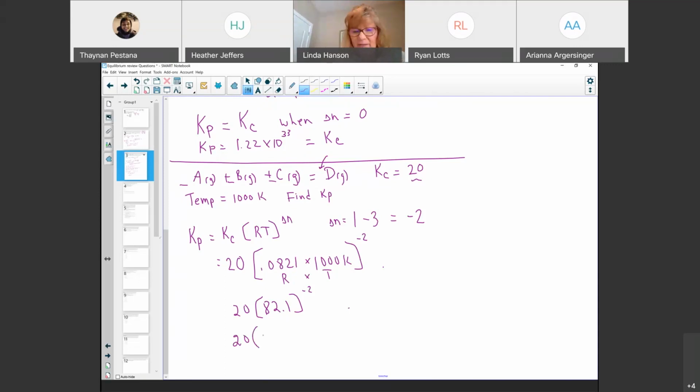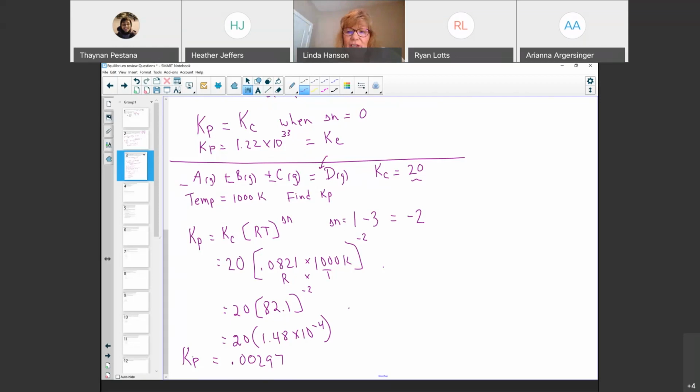I hit that on my calculator. I get 1.48 times 10 to the negative 4. And finally, I can take that and go times 20. And my new answer is 0.00297, which would be the KP, a very different number than the original KC given to me.